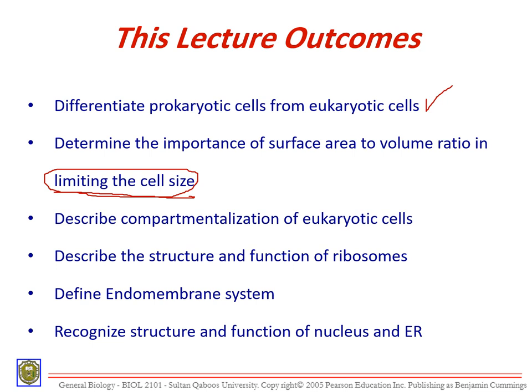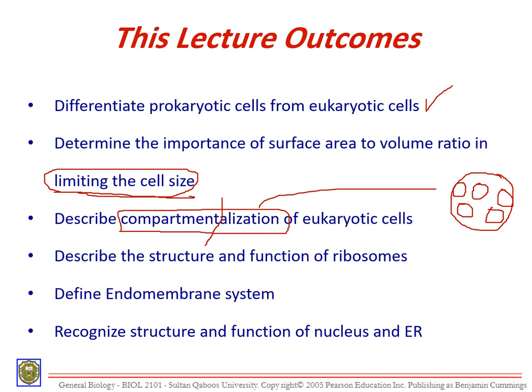We're also going to describe the term compartmentalization. I know this is a long word for you, but you can split the word. It comes from the word compartment. Compartment means to have sections or groups. So if you have something like this in the cell, then you have compartments. These are different compartments that have different organelles. So, compartmentalization of the cell. Why do we have compartmentalization of eukaryotic cells?